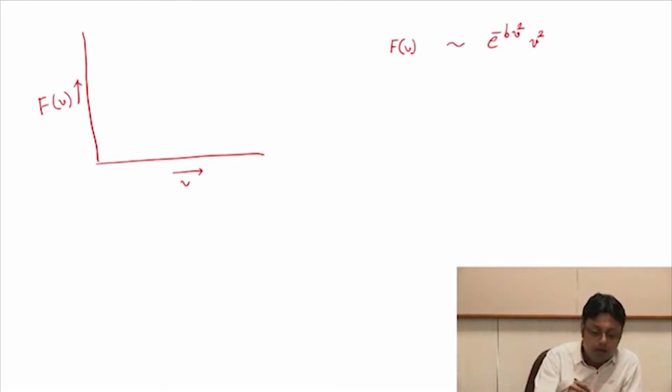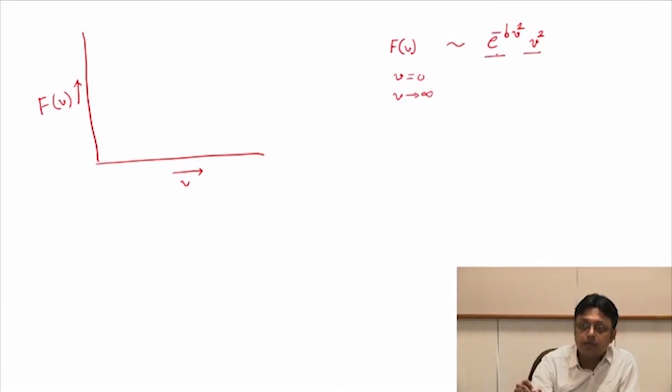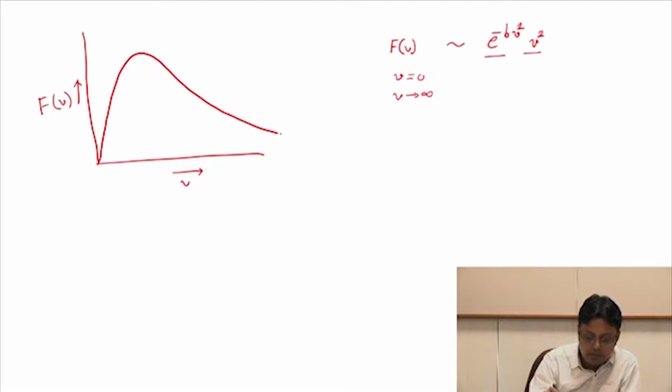And then think about it: at v equal to 0, the function will be 0 because this term is 0. And when v tends to infinity, the function actually goes to 0 because of this term. So the probability of very high and very low velocities is actually 0. So this function will look something like this, and then somewhere the function actually picks up.